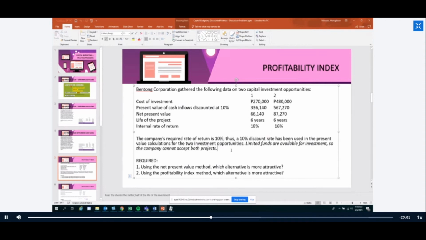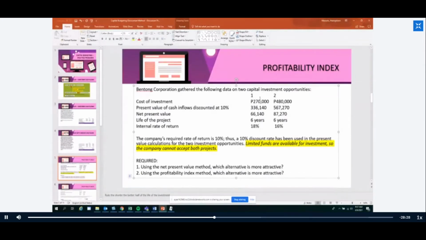Ito class, hinighlight ko. Limited funds are available for investments. So the company cannot accept both projects. Remember, during our last session, meron nagtanong, bakit hindi na lang yung dalawa? So bakit hindi na lang natin pasukin, hindi na lang tayo mag-invest sa dalawang project? Ito yung sagot. Kasi nga, the company has limited funds. So kailangan nating mamili. Kailangan isa lang.